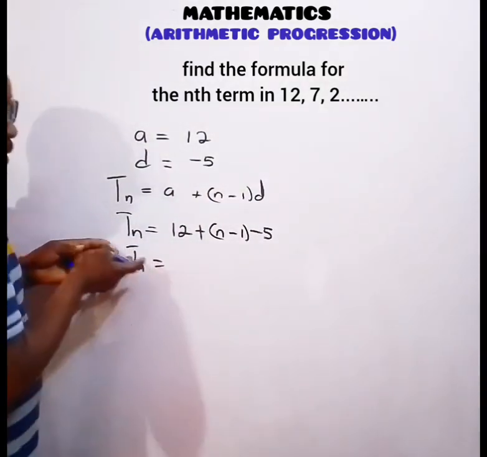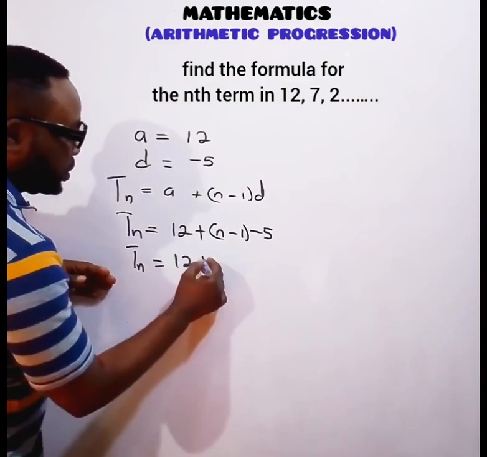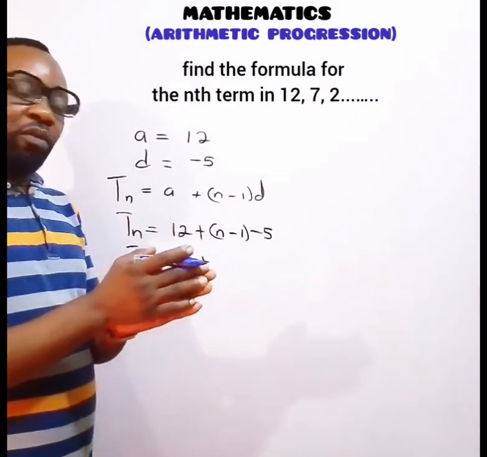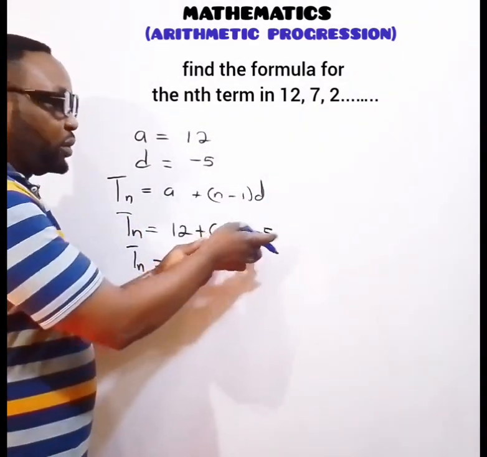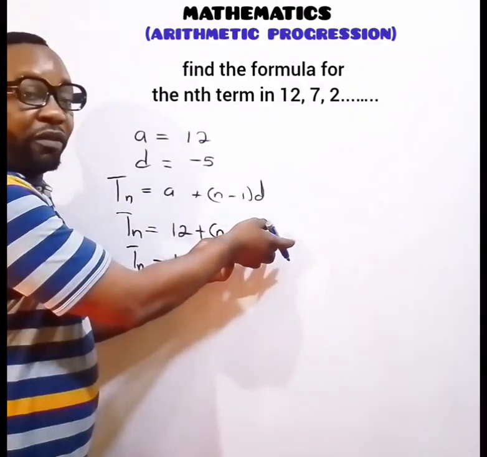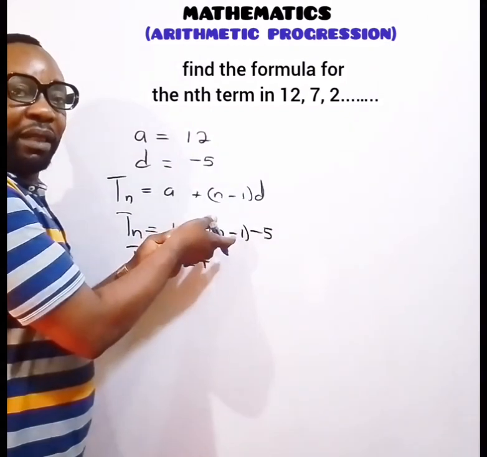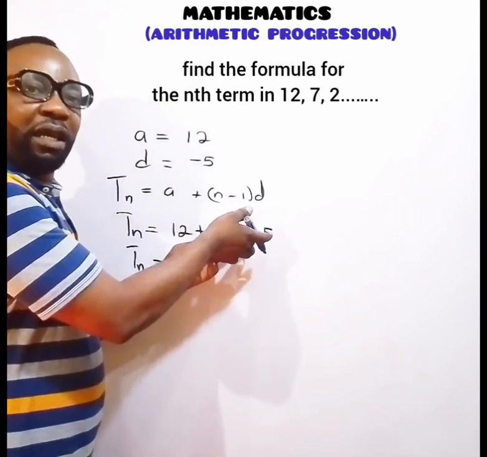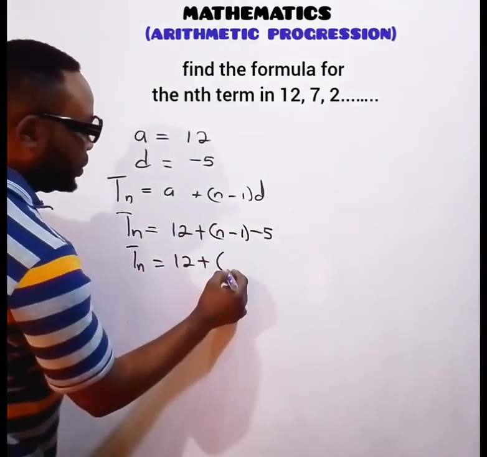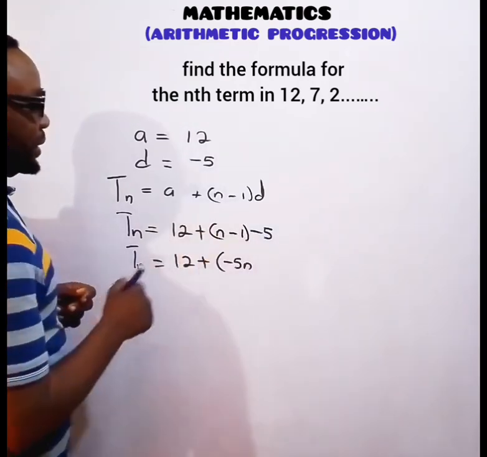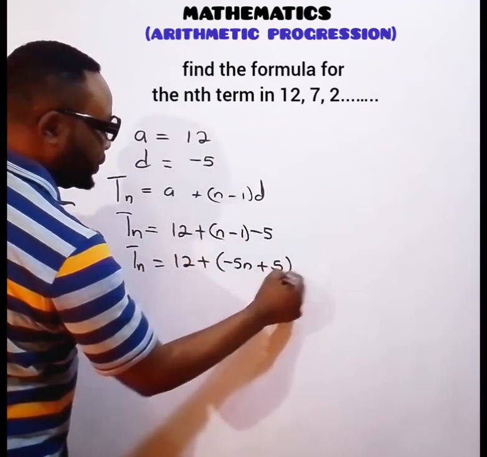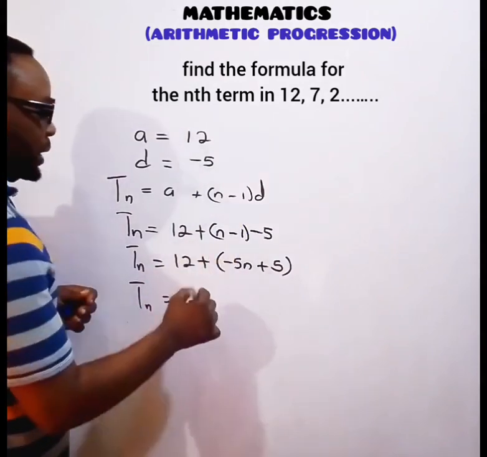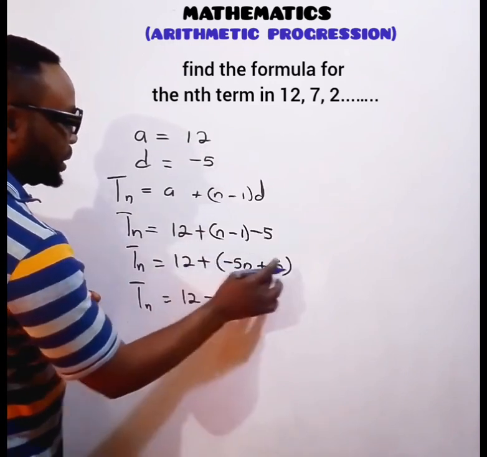Tn as well equal to, that's the formula for the term, 12 plus, now you can see that in mathematics, when you apply BODMAS, what will have effect on this bracket first is this multiplication value, this value here, minus 5, because it's the one that is multiplied directly to it. This positive sign will have effect only after this one has taken its effect. So minus 5 times n will be equal to minus 5n. Minus 5 times minus 1 is plus 5.